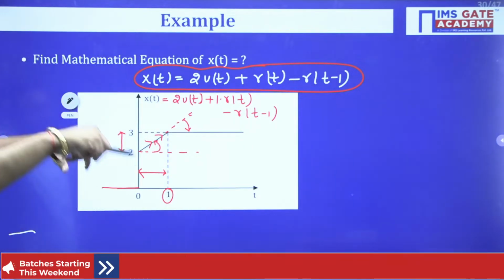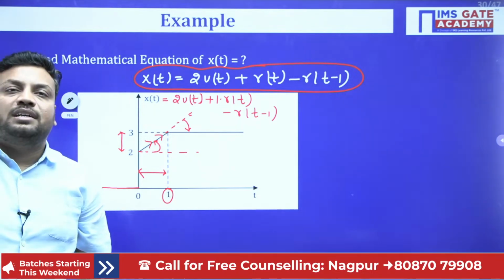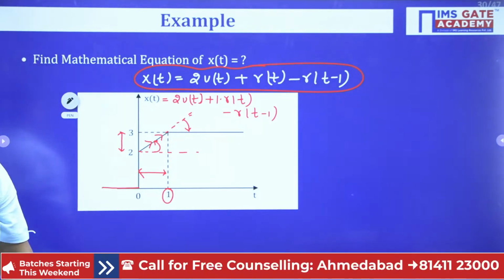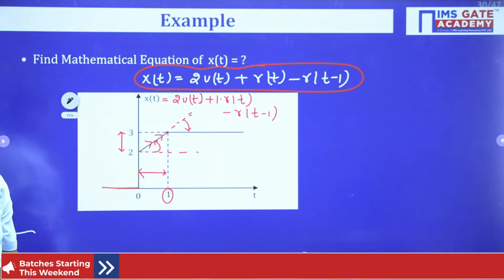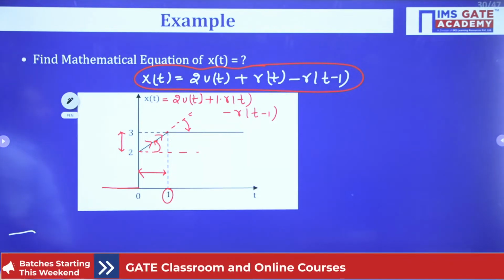All of you guys do reply fast. Twice of u(t) plus r(t) minus r(t minus 1). Is it crystal clear? I think it is clear to you. So this is how you can write the mathematical equation, guys.